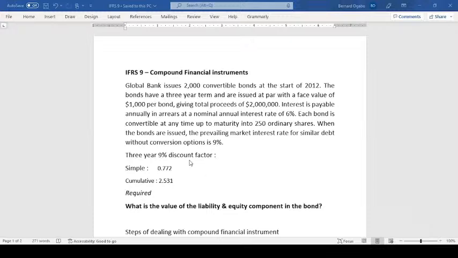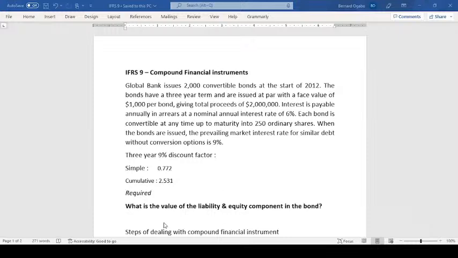The 3-year 9% simple discount factor is 0.772, and the cumulative is 2.531. If you are familiar with accounting, these figures are taken from the present value table. If you check 9% at year 3, because the term of the bond is 3 years, you're going to see 0.772. But if you go to the cumulative discount factor table and check 9% year 3, you're going to see 2.531.